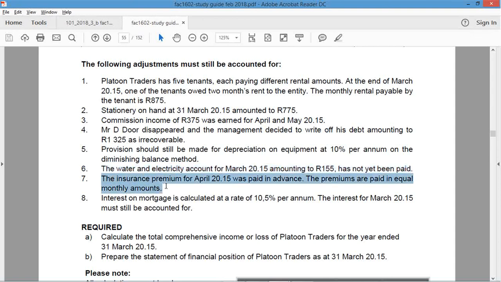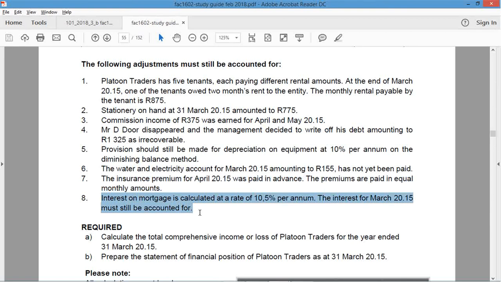Okay, then 7. The insurance premium for April 2015 was paid in advance, so that's a prepaid expense. So you're going to prepaid expense is an asset. So insurance is going to be credited because it's decreasing, and then it's going to be prepaid expense debited. There you go. Okay, debit prepaid expense, credit the insurance. Why? Insurance is too high and you've paid for something in advance. Assets. Okay.